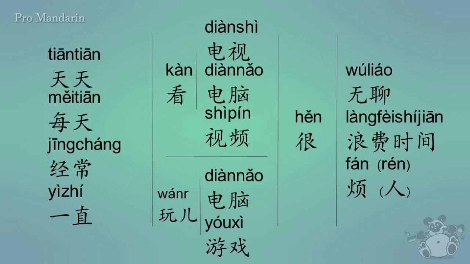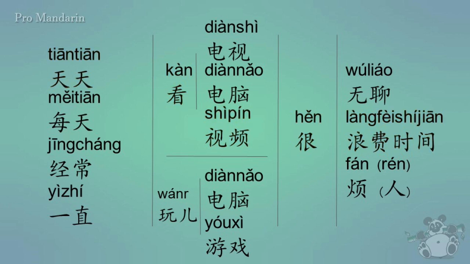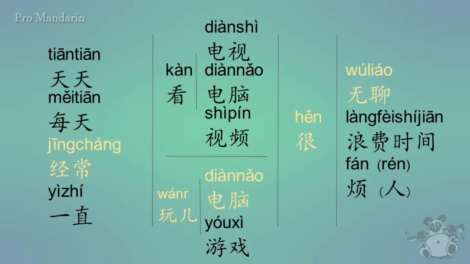So if you were to say watching videos every day is a waste of time, one of the ways you could say that is 天天看视频很浪费时间. And then if you were to say playing on the computer all the time or quite often is boring, you could say something like 经常玩电脑很无聊. Now if I were to add 他, which means he or him, and say 他经常玩电脑很无聊, you'd think at first glance that that means he is bored from playing on the computer all the time.